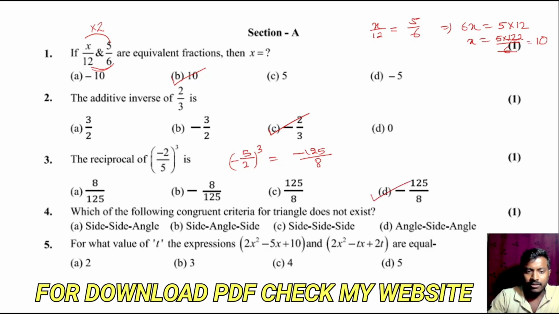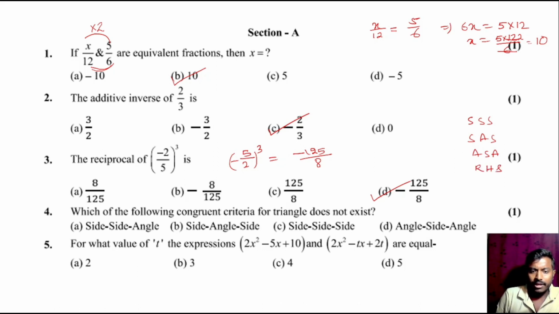Next question: which of the following congruence criteria for triangles does not exist? Now we know that there are 4 criteria. First one is SSS, that is side, side, side. Then side, angle, side. Then angle, side, angle. Then right angle, hypotenuse, side. So option A, SSA, is not correct; option C, SAS, is also correct; angle, side, angle is also correct, but A is not correct. So option A is the correct answer.